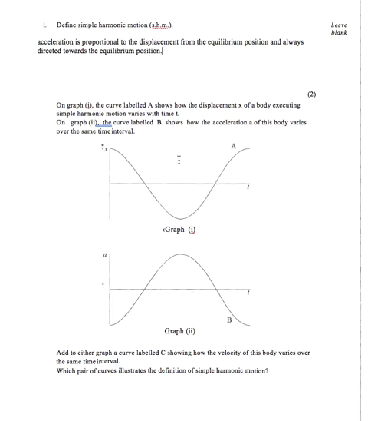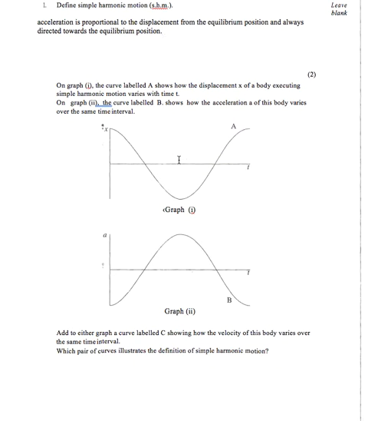Then we have graphs 1 and 2. Graph 1, the curve labelled A, shows how the displacement x of a body executing simple harmonic motion varies with time t. And graph 2, the curve B, shows how the acceleration a of this body varies over the same time interval. And you're to add to one of those two a curve labelled C showing how the velocity of this body varies over the same time interval.